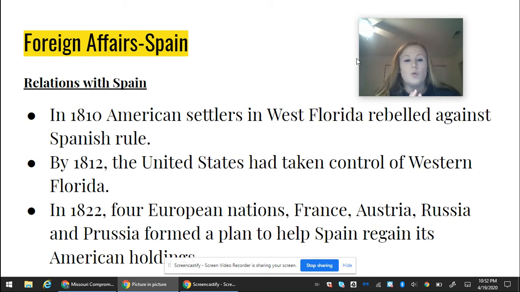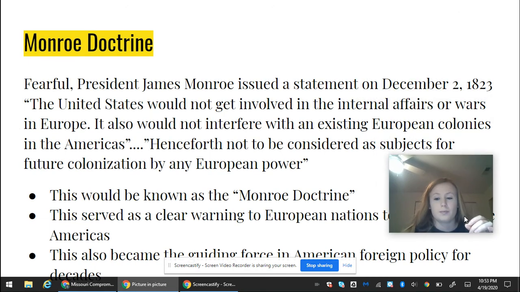And in 1822, okay, 4 European nations, France, Austria, Russia, and Prussia, formed a plan to help Spain regain its American holdings. Okay, so that is very important. In turn, this scared President James Monroe to death.